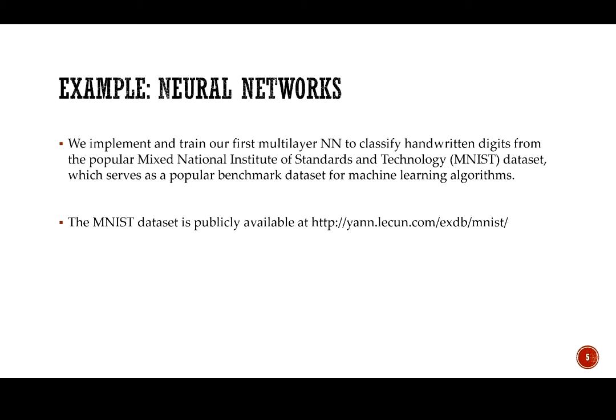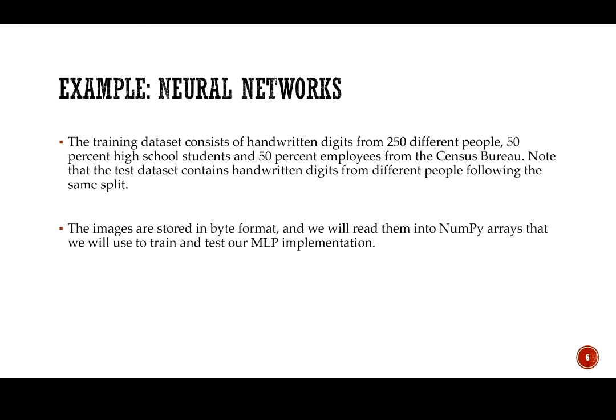Before we discuss the implementation details in Python, I would like to talk about the dataset briefly. The training dataset consists of handwritten digits from 250 different people, 50% high school students, and 50% employees from the Census Bureau. Note that the test dataset contains handwritten digits from different people following the same split. Then the images are stored in byte format, and we will read them into numerical Python arrays that we will use to train and test our multi-layer perceptron implementation. So each pixel is assigned to a variable.